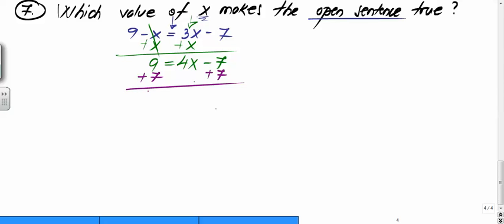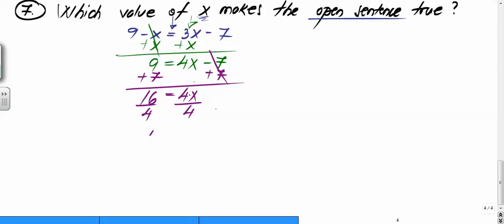Now I have 9 plus 7, which is 16, and that will equal 4x. Nothing happens to that. Now minus 7 plus 7 is going to be 0. And now you have 4x equals 16. 4 times the quantity equals 16. What is that quantity equal to? How can you find that? Well, we'll divide both sides by 4.